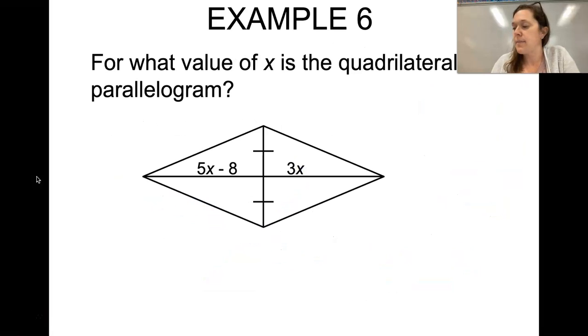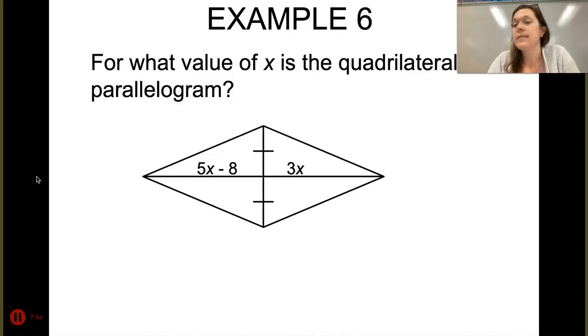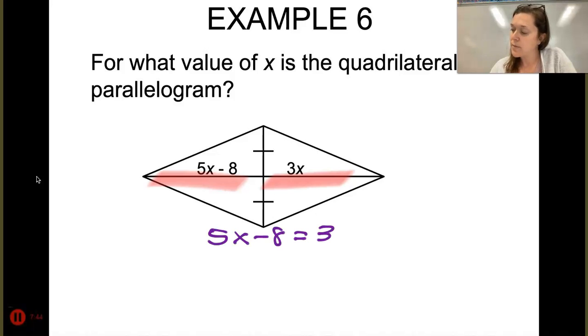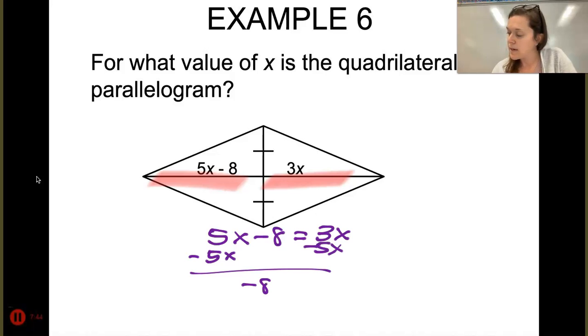And then for our last example, it says, for what value of x is the quadrilateral a parallelogram? So again, if it's a parallelogram, then the diagonals are bisected, which means they're cut in half or into two equal parts. So I'm going to set them equal to each other. So 5x minus 8 equals 3x. Subtract 5x from both sides gets me negative 8 is equal to negative 2x. Dividing by 2 gets me x equals 4.